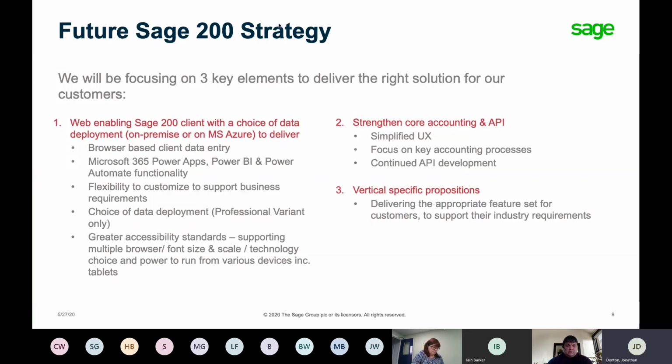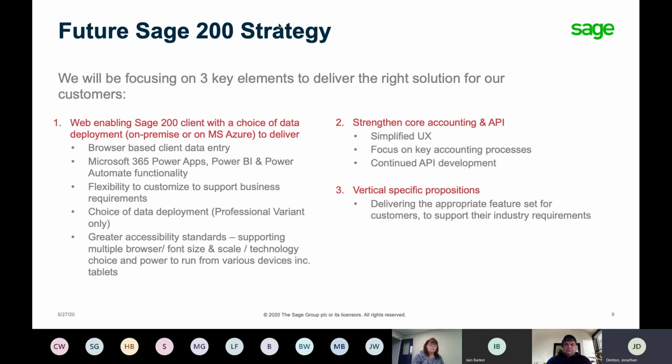So instead of leaving it as the desktop, we're actually focusing on three key elements, and it's all about delivering the right solution for you, our customers, and obviously new customers as well. So the most important part is we're going to web enable the Sage 200 product. What that effectively means is we will be putting all the forms in a web browser, making them web enabled. So there will be cloud-based forms, and we will also therefore have a couple of deployment methods as far as the data is concerned. You could use Microsoft Azure and we would host and put the data in the cloud for you as part of that. You could use a different data deployment of your own, or you could leave it on premise.